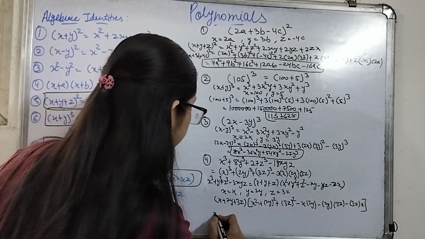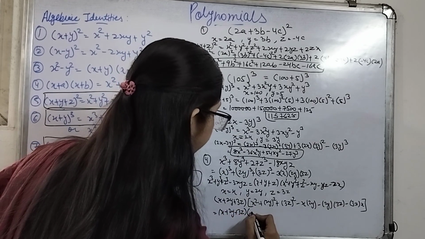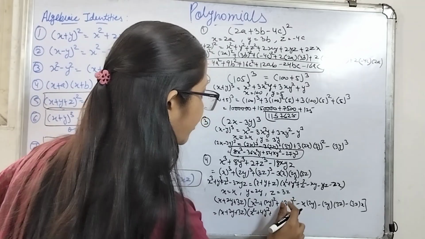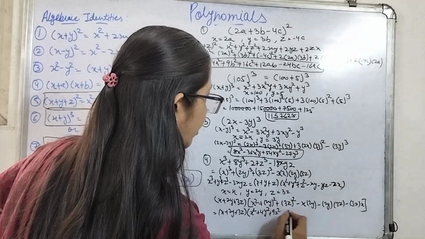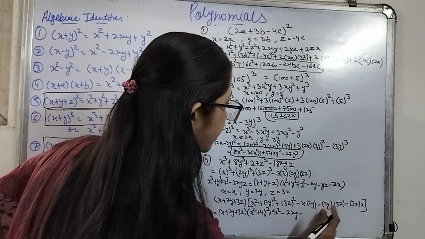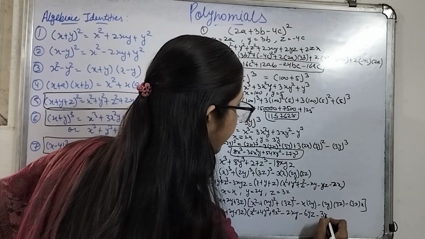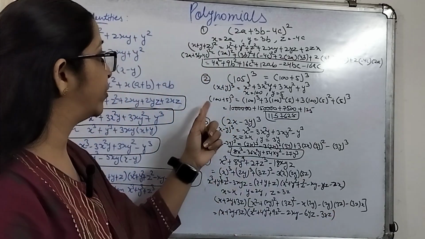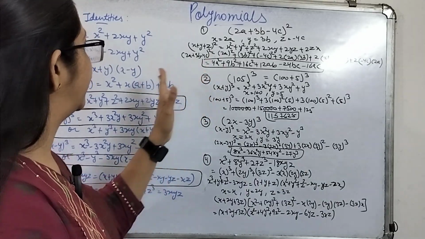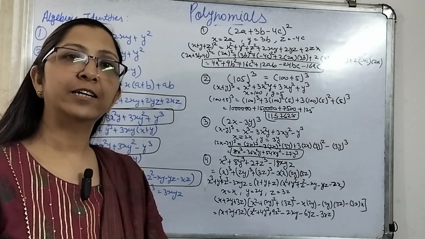Now if we solve it further, it will be x plus 2y plus 3z. Another bracket will be x square, 2y square will be 4y square, 3z square will be 9z square, minus 2xy, minus 2 into 3 will be 6yz, minus 3xz. This is how we will solve these types of questions. First of all, we will check which identity we can use, and accordingly we will apply the identity. Hope it is clear to you.